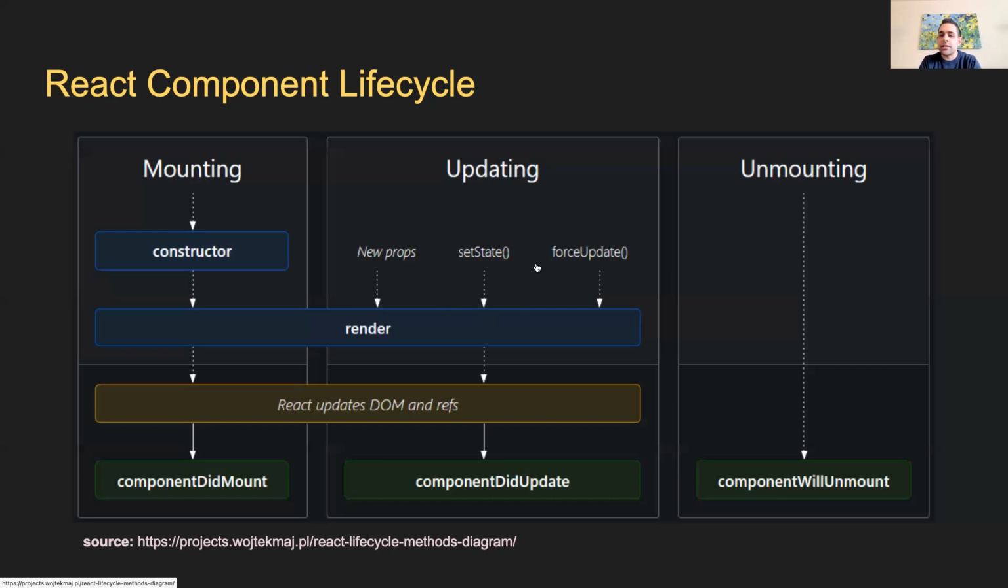Likewise, if we call set state, so this is an internal change, like let's say a user clicks a button and we have a state that relies on that button, we're going to call set state, and then set state will trigger a render or a re-render for our component.